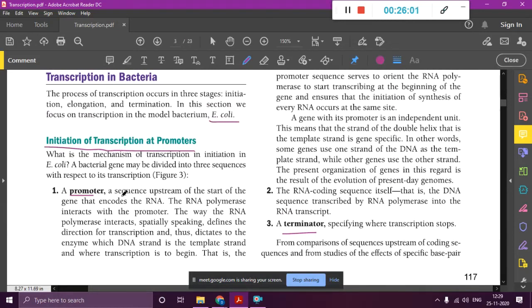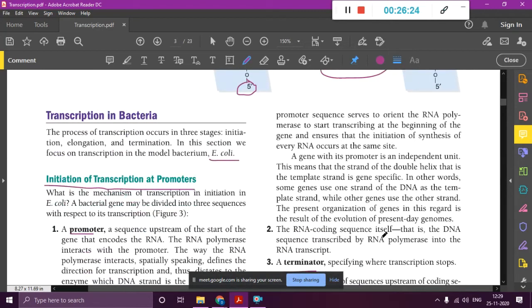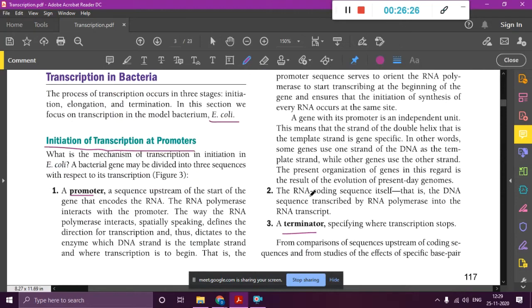So promoter is a sequence upstream of the start of the gene that encodes the RNA. The RNA polymerase interacts with the promoter. The way the RNA polymerase interacts defines the direction of transcription and thus dictates to the enzyme which DNA strand is the template strand and where transcription is to begin. Then you have the RNA coding sequence itself, where the particular gene is located, and a terminator which specifies where transcription stops.